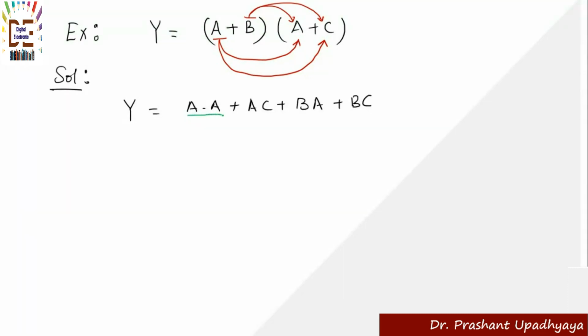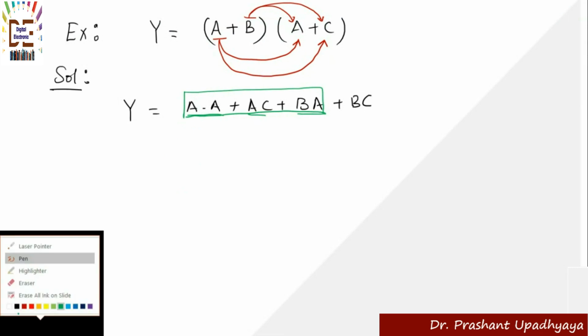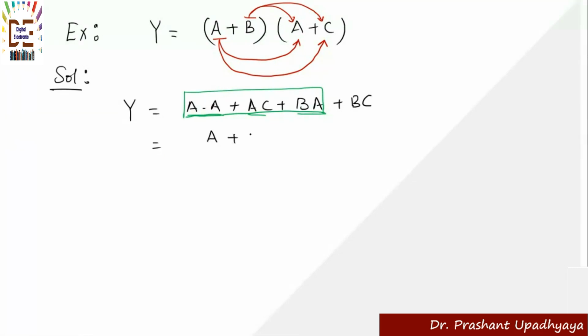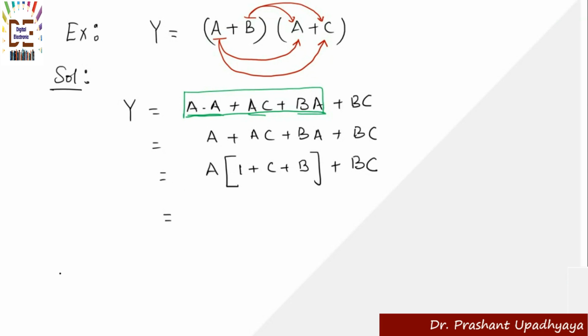Here a is common, here a is common, here a is common. So can I take a common out of this, and what will be a dot a? A dot a will be a, plus ac plus ba plus bc. Okay, if I take a common, so 1 plus c plus b plus bc. Can I write it like this? And what will be this? 1 plus c plus b.